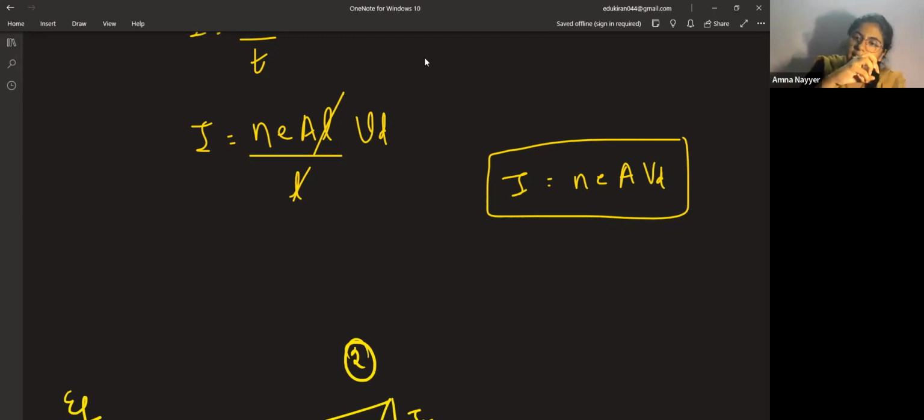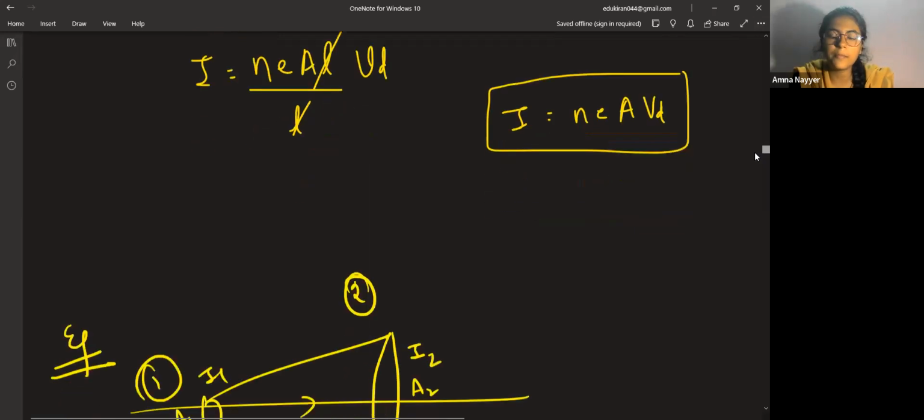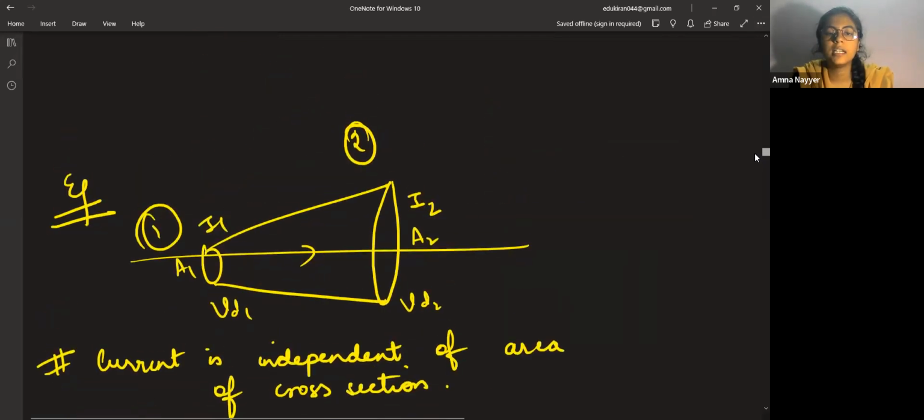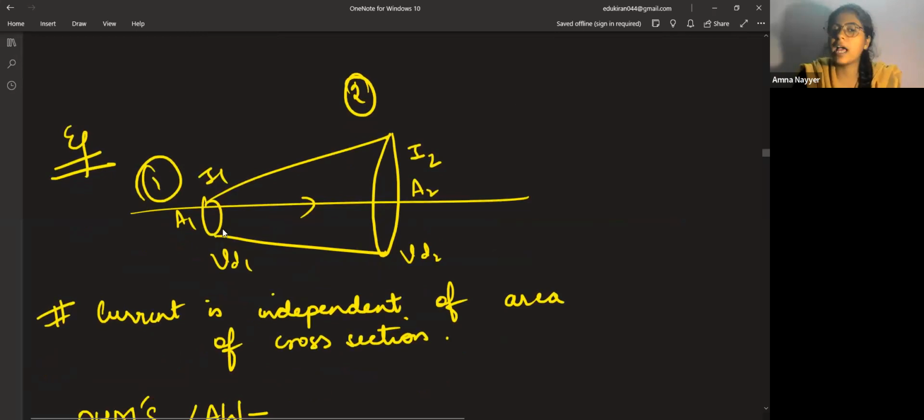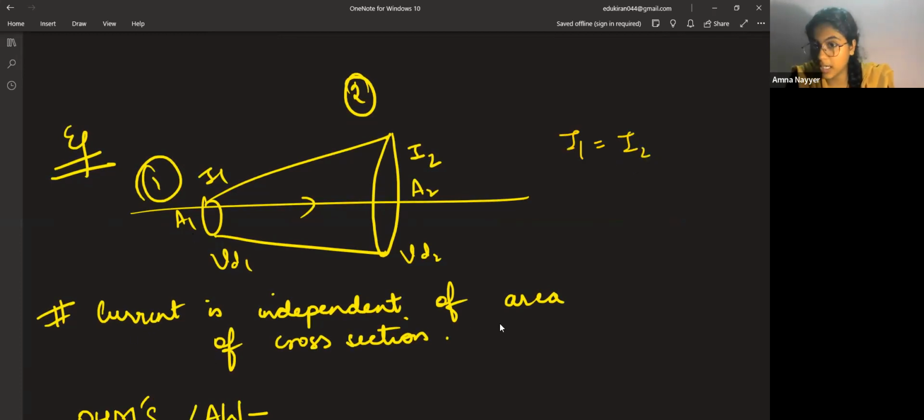I'll give you an example, wait. Look at this. This is one end, which is a narrower end, A1. This is a comparatively broader end, A2. Whatever amount of current has entered from A1, it will only leave A2. I1 will in any way be equal to I2. So that's why we say current is independent of the area of cross section.